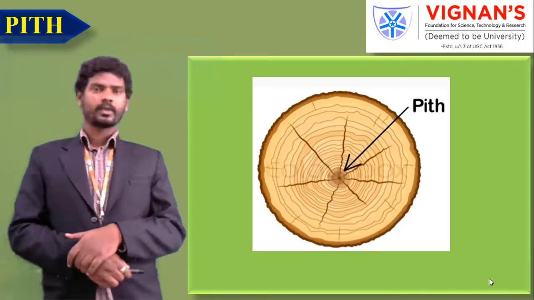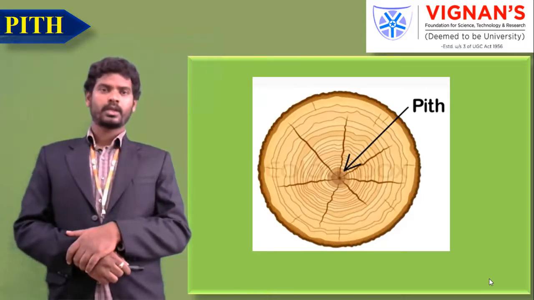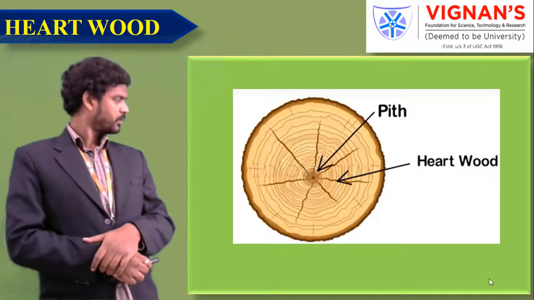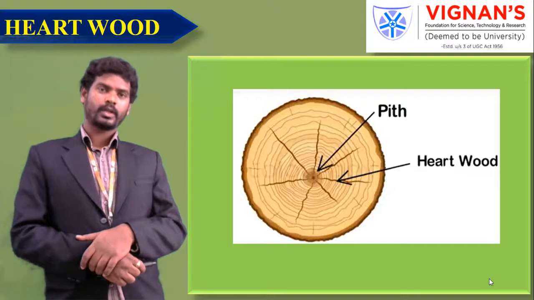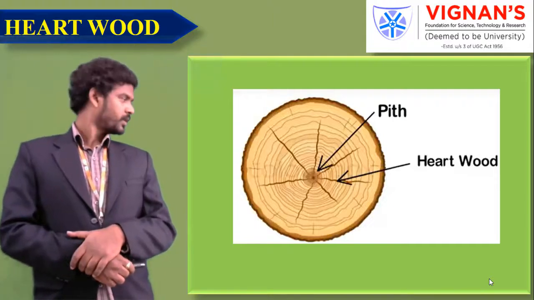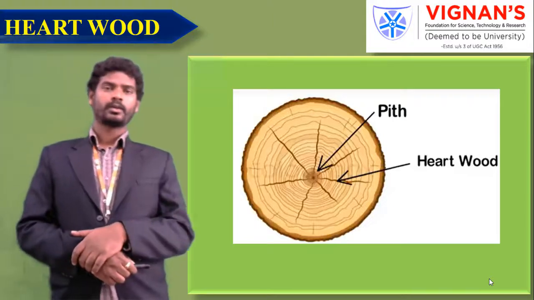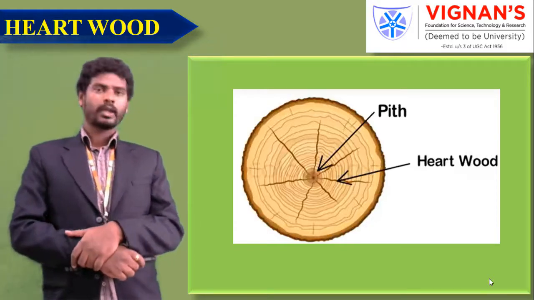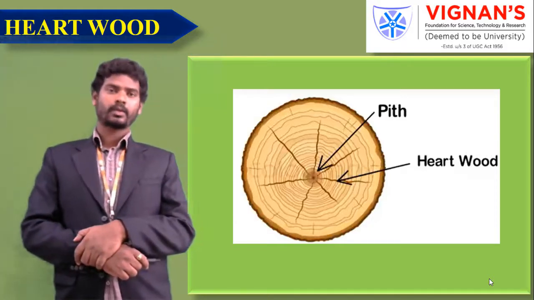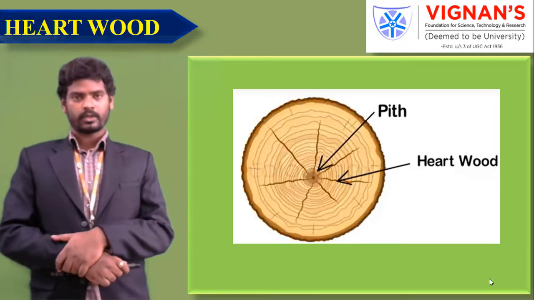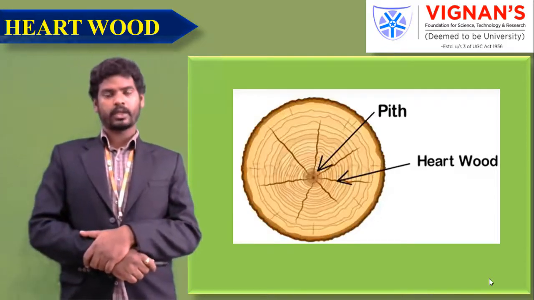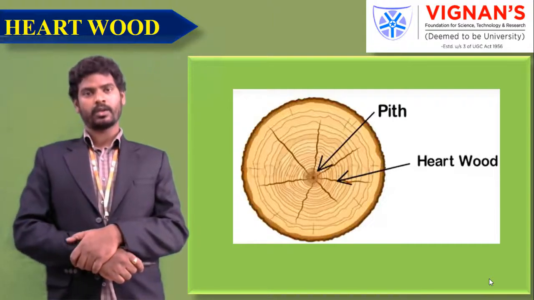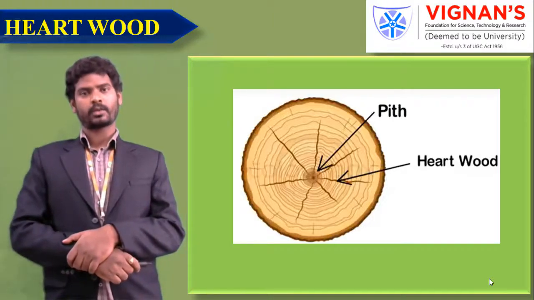The next one is hardwood. The dark colored wood surrounding the pith is known as hardwood. It is the dead portion of the tree and does not take an active part in the growth of the tree. It is the strongest part of the tree.